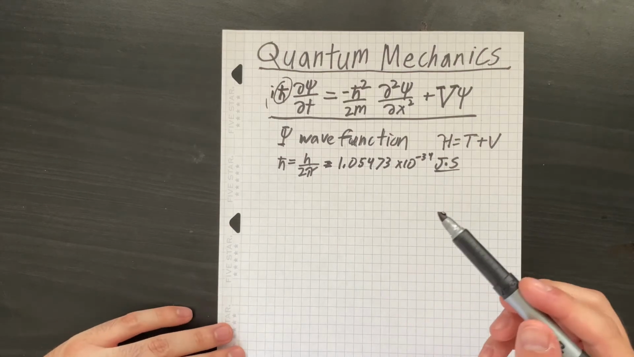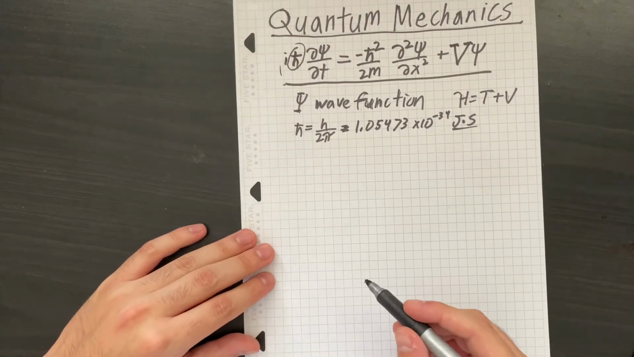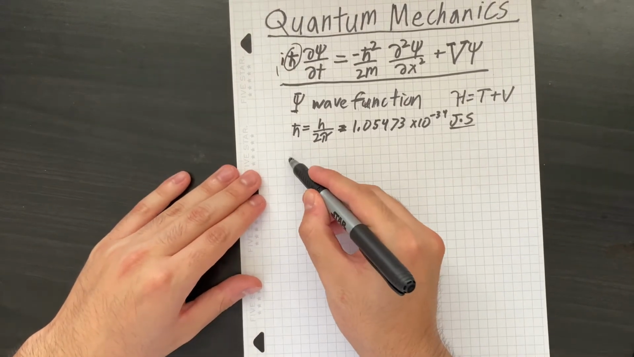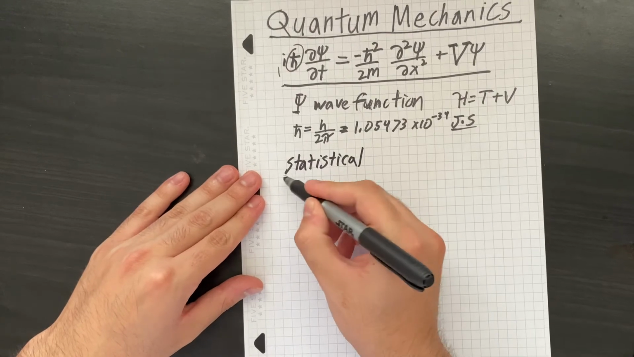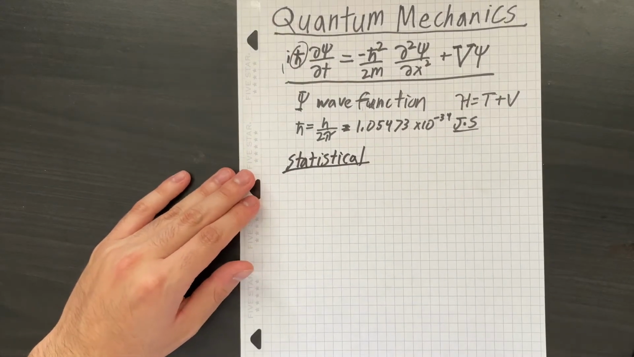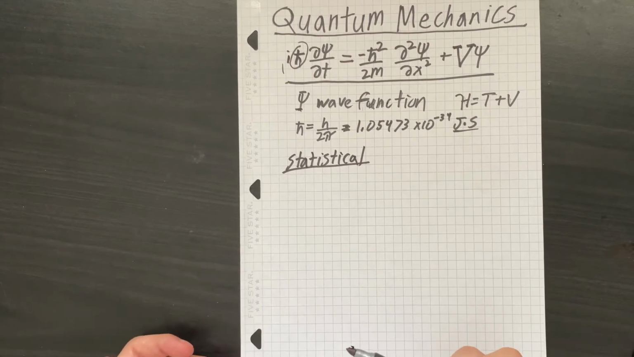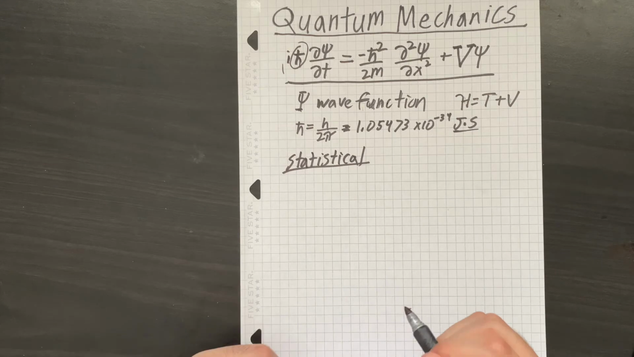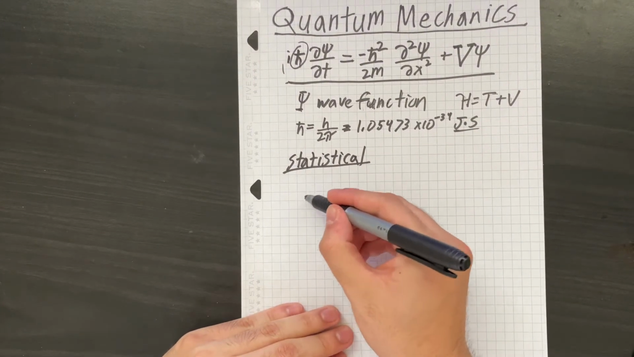Okay, so the next thing is that quantum mechanics is inherently statistical. What I mean by that is that quantum mechanics is not a definite science. Well, it's a definite science, but we can't definitely predict the outcomes. So what we mean by that is, say you have a normal distribution.